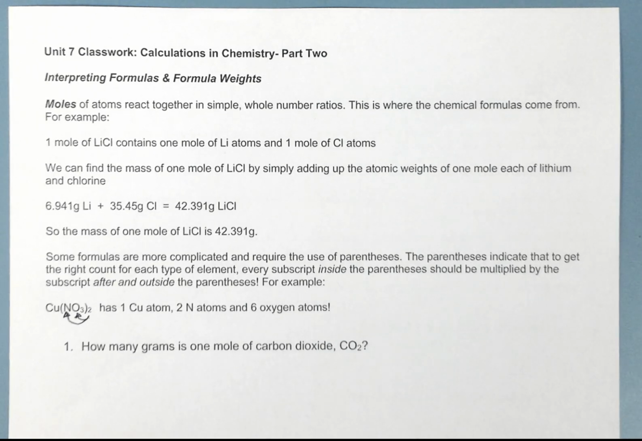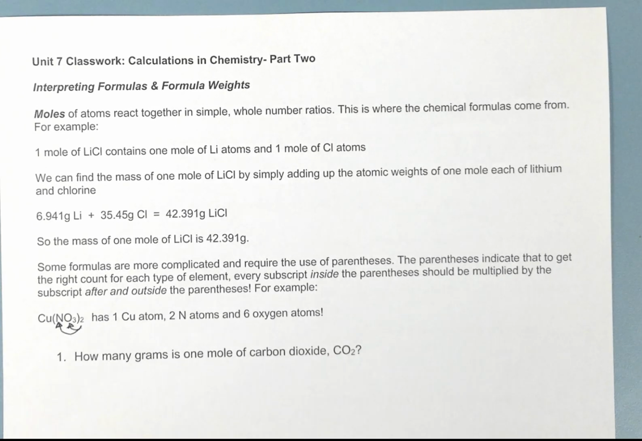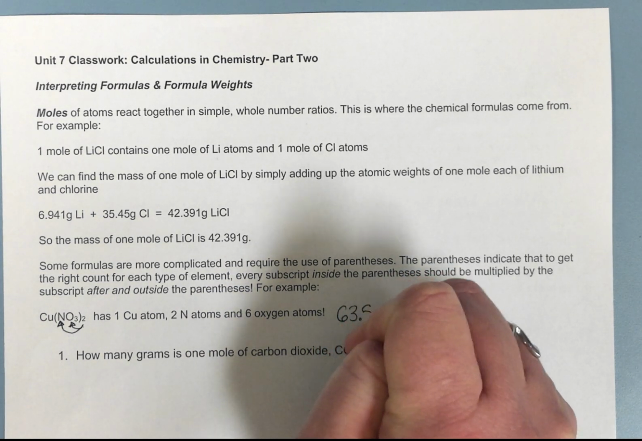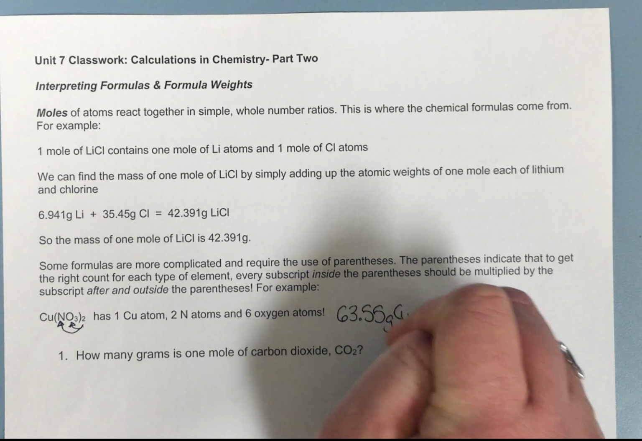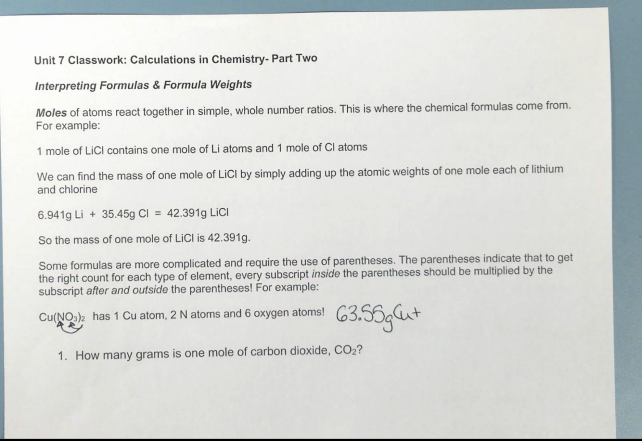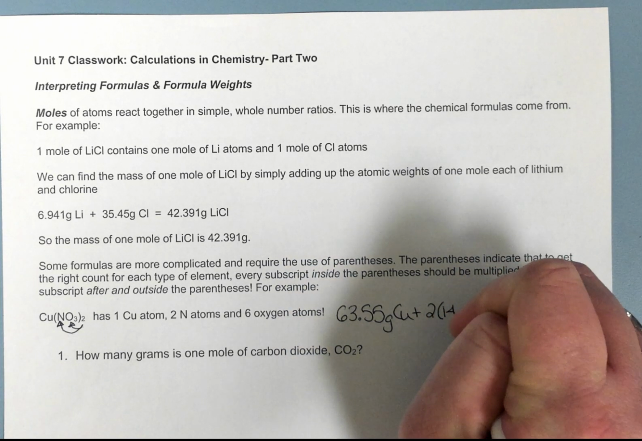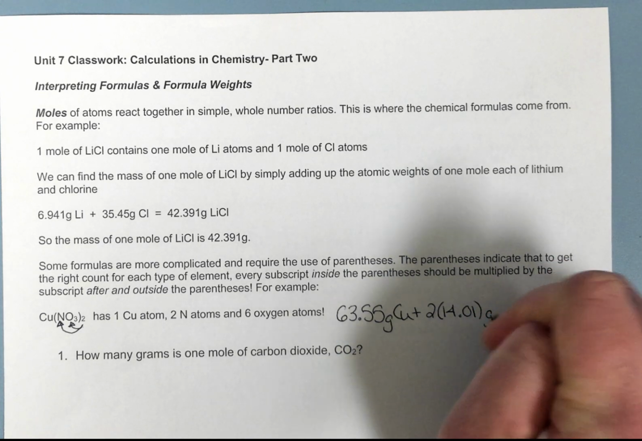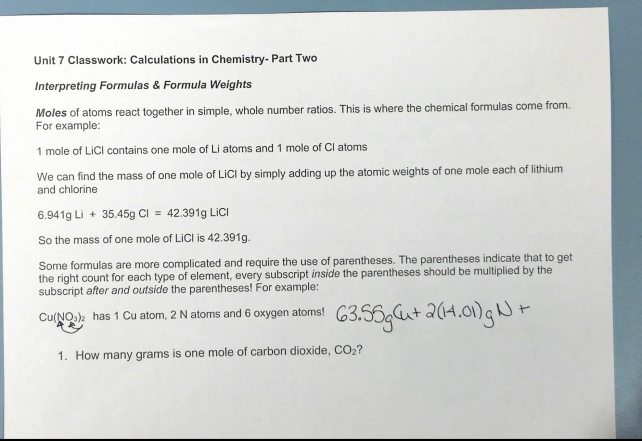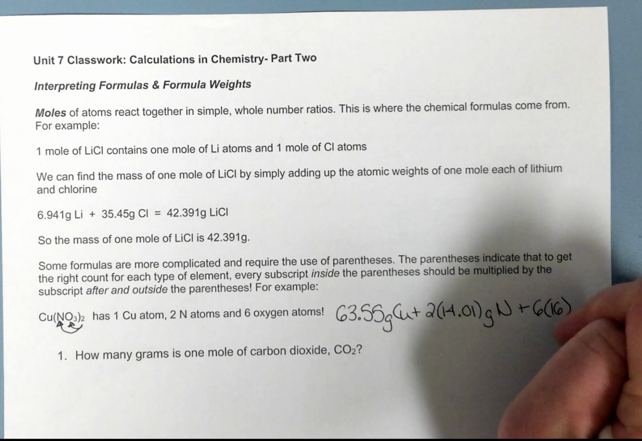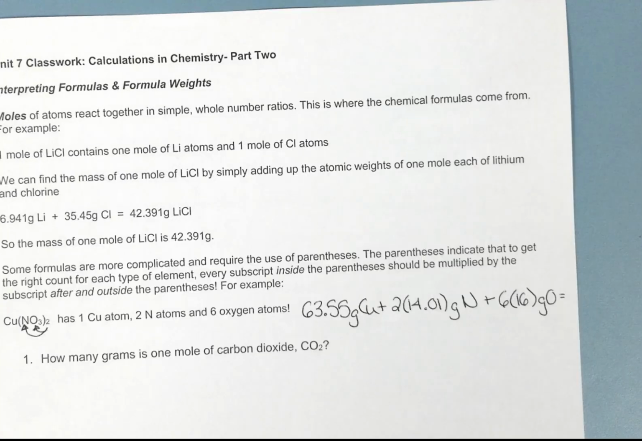So let's find the mass for this compound. I find the mass of 1 copper atom, and copper has a mass of 63.55. So I have 63.55 grams of copper, plus I have 2 moles of nitrogen. So I'm going to do 2 times the mass of my nitrogen, 14.01. That's grams of nitrogen. Plus, now I have 6 oxygen atoms. So I'm going to do 6 times the mass of my oxygen. Type it all into my calculator.